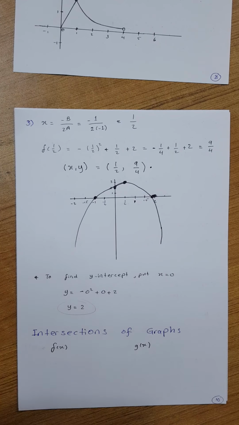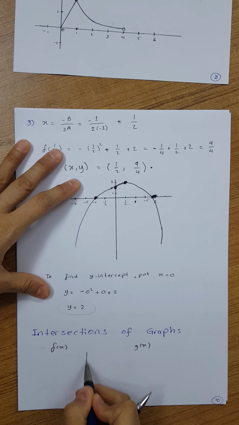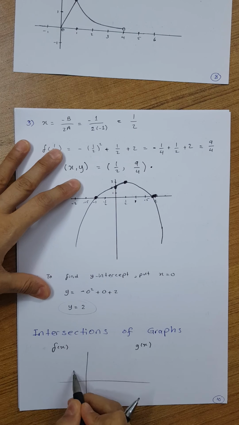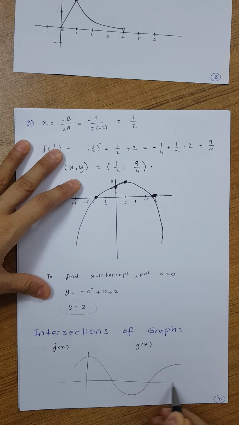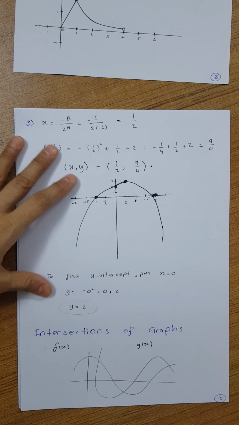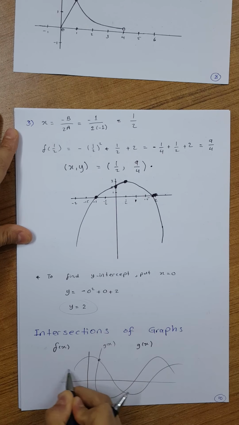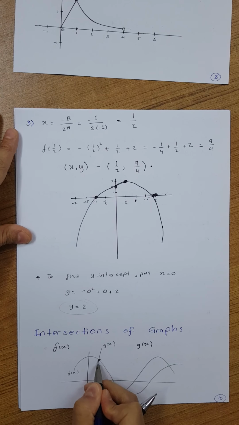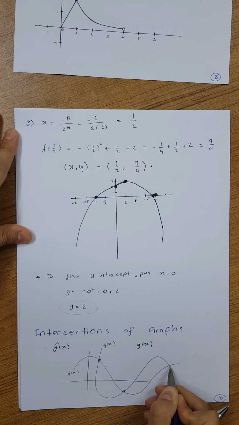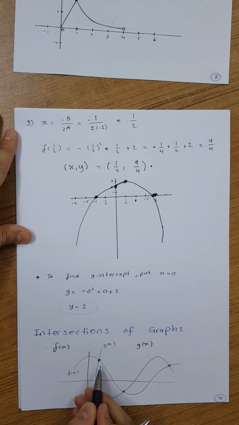For example, if I have got the graph of a function like this one, and I have got another function like that. For example, that one is g of x and that one is f of x. If you look at those two functions, they are sketched on the same Cartesian coordinate. This point and that point are their intersection points. So these are intersections of graphs.